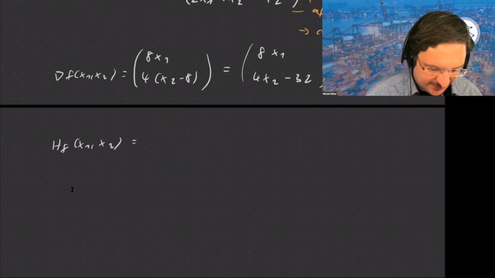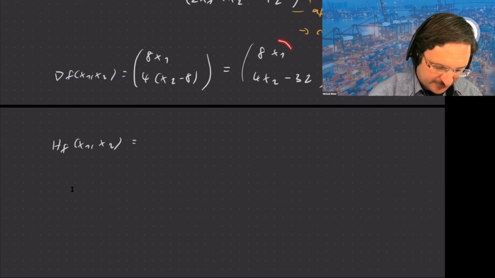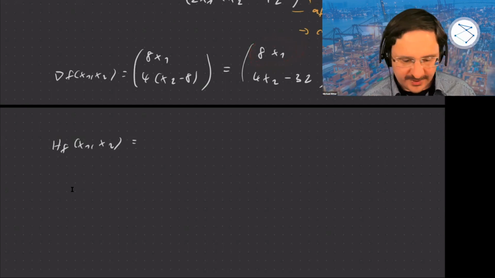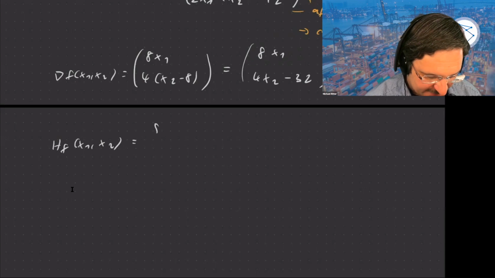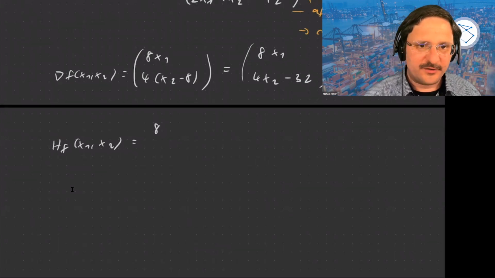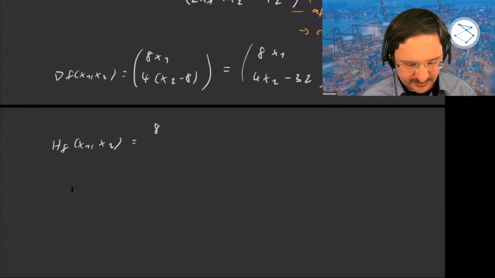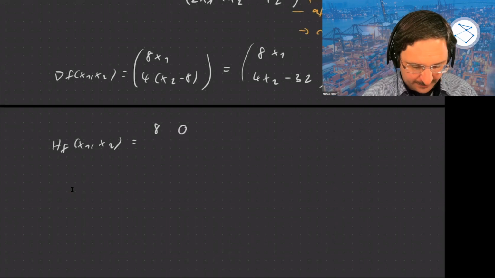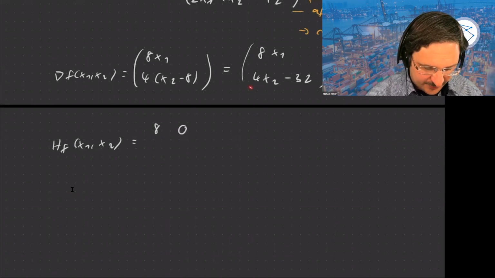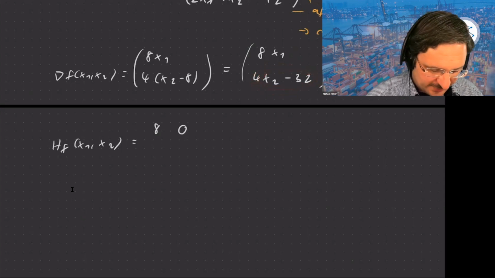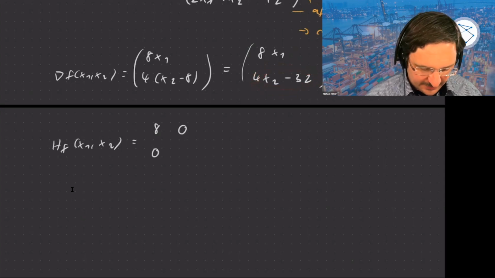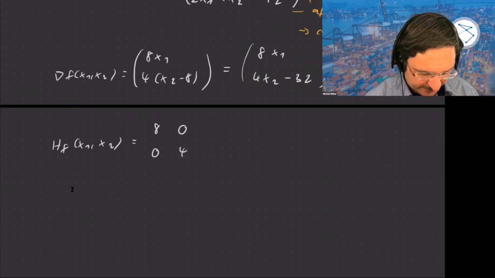So the Hessian here is, we take the gradient, we first differentiate the first row of the gradient with respect to x1 and then x2. The partial derivative with respect to x1 is just 8, and there's no x2 in there, so the partial derivative with respect to x2 would be 0. And then for the second row, we do the same thing. Differentiating that with respect to x1 yields 0, and differentiating with respect to x2 yields 4.